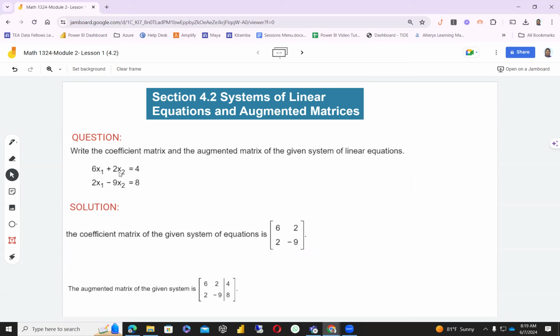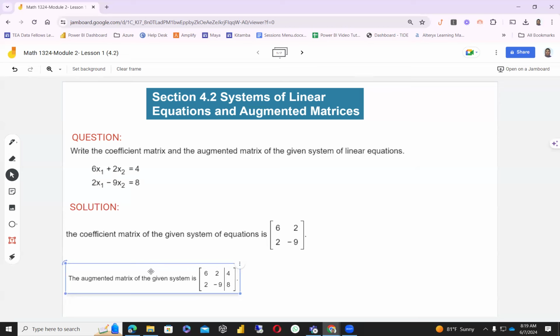So on the very first row, the first coefficient is 6 and the second coefficient is 2. So I have the 6 and 2 here for the coefficient matrix. On the second row, x1 has 2 and x2 has -9. So 2 and -9 will be the answer for the coefficient matrix here.